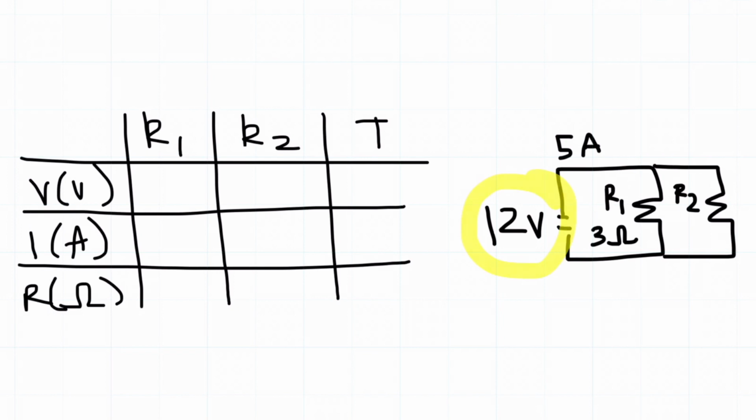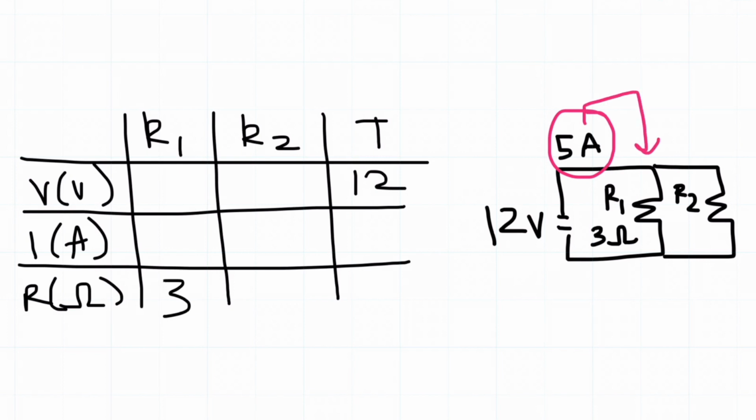If you look at the circuit diagram, you see that we have a voltage drop of 12, so let's go ahead and put that in. We also know that the resistance in R1 is 3 ohms. We also have this value of 5 amps for current. This is actually the current going through the circuit before it hits the node. And remember, for parallel circuits, this current splits. So all we know at this point is that the total current is 5.